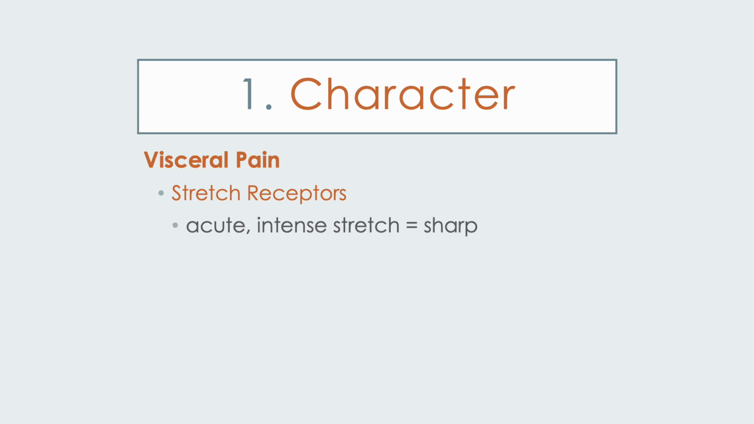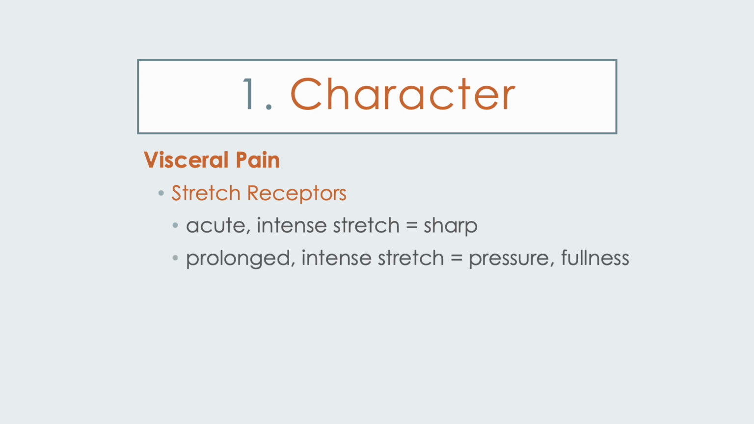An acute, intense stretch can be perceived as sharp. A prolonged, intense stretch can be perceived as pressure or fullness. And variable stimulation to the stretch receptor can be perceived as cramping. Cramping is affiliated with structures that have a peristaltic movement, such as the small and large intestines, ureters, or cystic duct. The waves of cramping follow the peristaltic cycle of muscle contraction when the movement is blocked, unorganized, or unable to move something along.